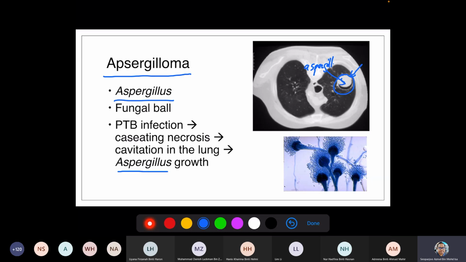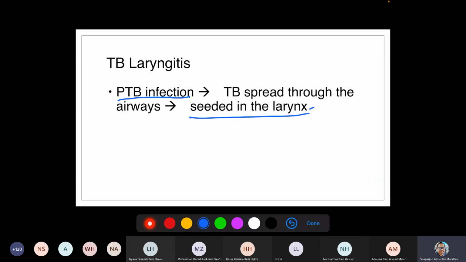All right. Next is TB laryngitis. This is another complication that can occur in pulmonary tuberculosis. When there's a pulmonary tuberculosis infection, the TB is spread through the airways, from the lungs outwards into the airways, and seeded in the larynx. Sometimes it is seeded in the larynx and causes TB laryngitis there. So this is another complication of pulmonary tuberculosis infection.